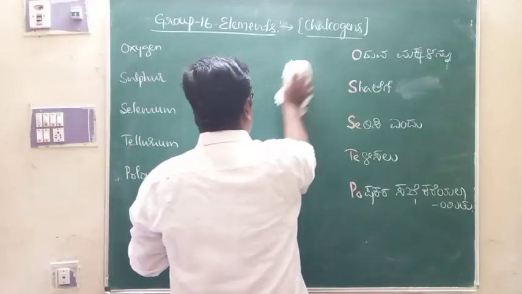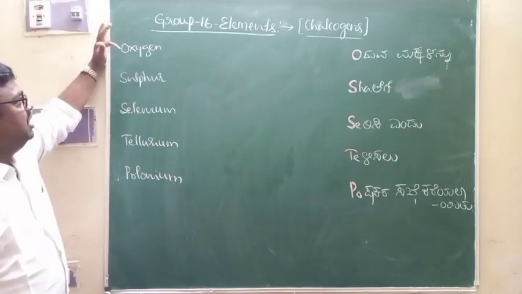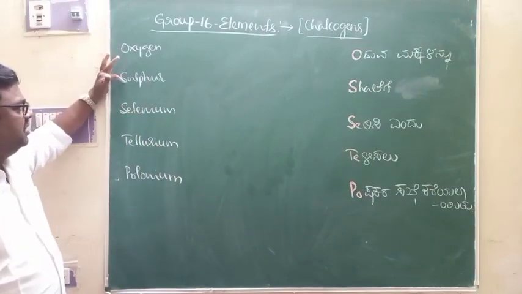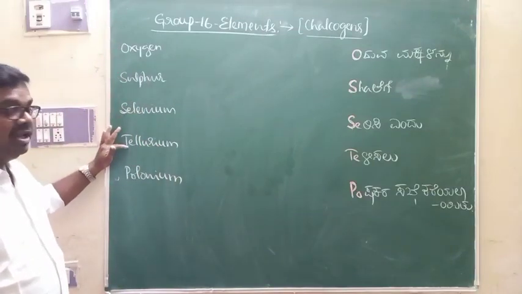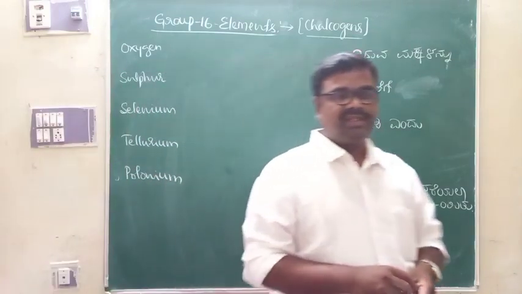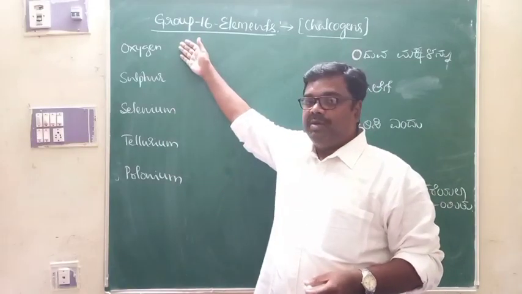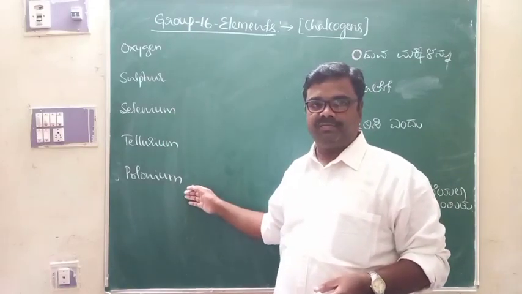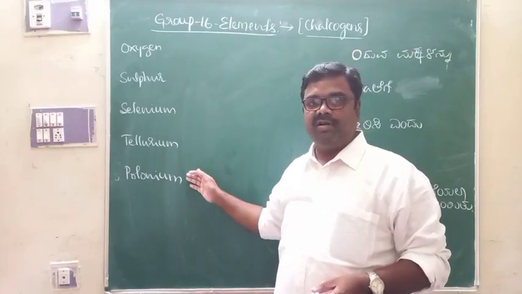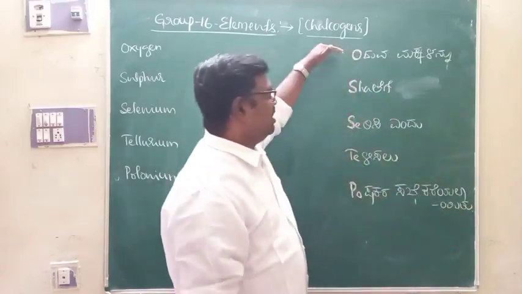And as far as group 16 elements are concerned, we have elements like oxygen, sulfur, selenium, tellurium and polonium. These are the elements that we come across in group 16. In order to remember this order of group 16 elements, here I got one mnemonic.